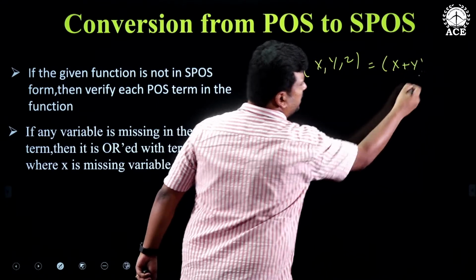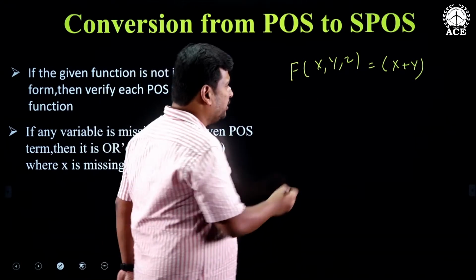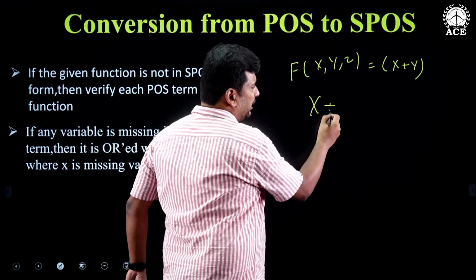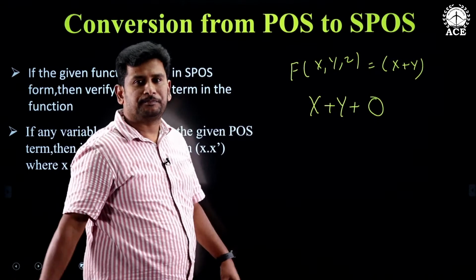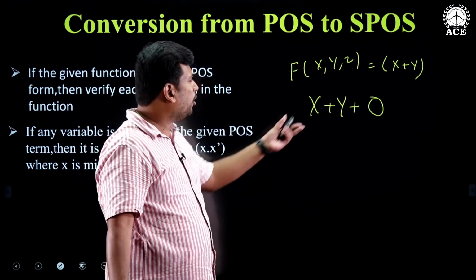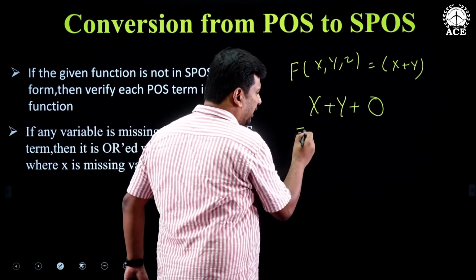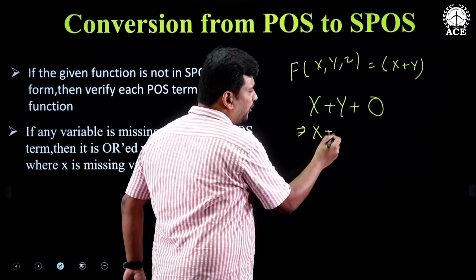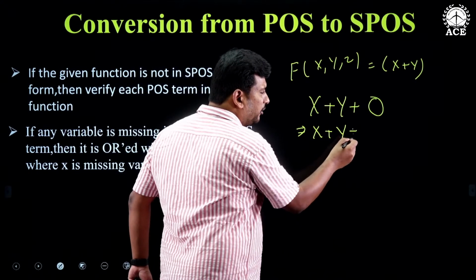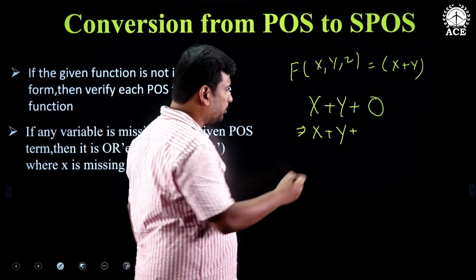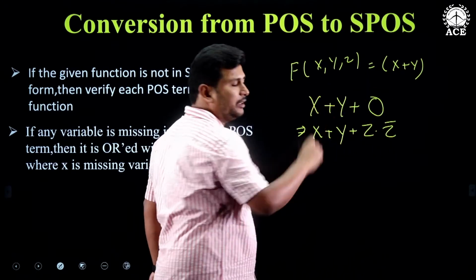So what is missing for me here? Z, which is a part of your function, is missing. So what you do is, you write X plus Y as it is, but add a 0. Nothing wrong. A variable or with 0 is the variable itself. Once I write that, I use one of our identity properties, that is a variable and with its complement. What's my missing variable? Z, and with its complement.